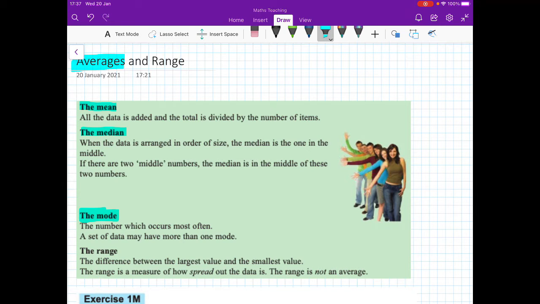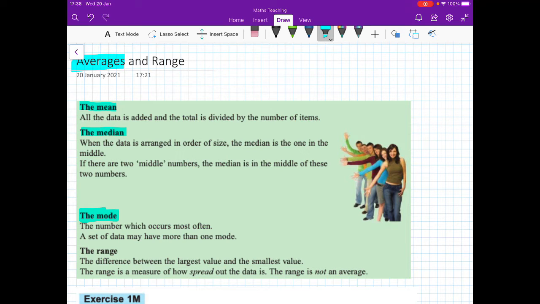The median is the middle number. So you arrange the data in order of size, and the median is the one in the middle. If there are two middle numbers, then the median is the middle of these two numbers, and we'll look at an example of that case to help.